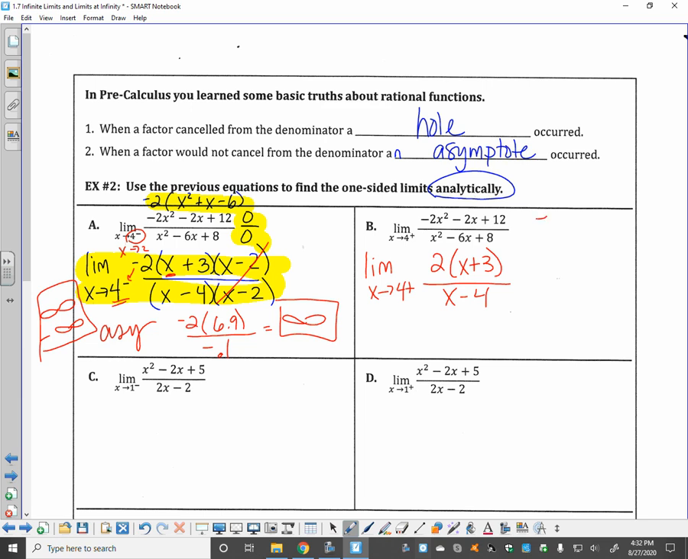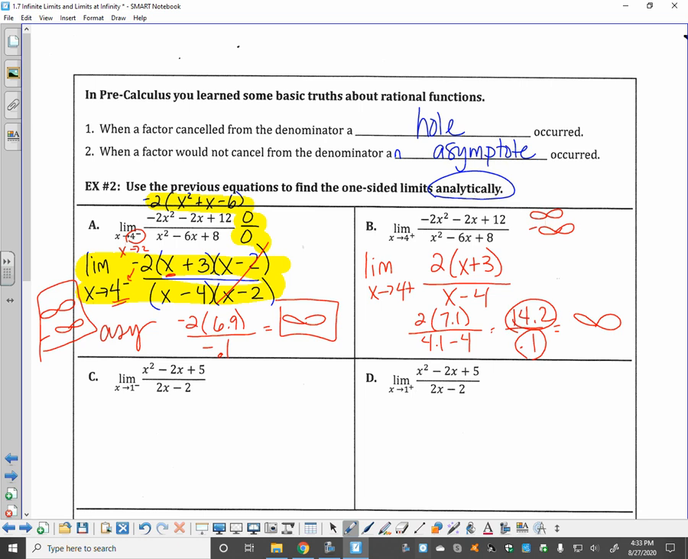And again, I know I'm either going to infinity or negative infinity. So if I plug in a 4.1, 4.1 plus 3 is 7.1. 4.1 minus 4, positive 0.1. That's a positive 14.2. The point is they're both positive. The top is really big, the bottom is really little. That means I'm headed to infinity, positive infinity.